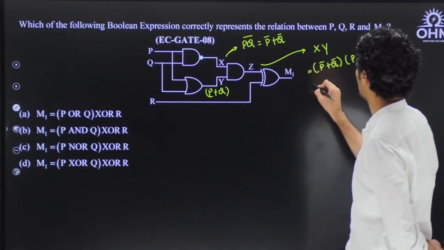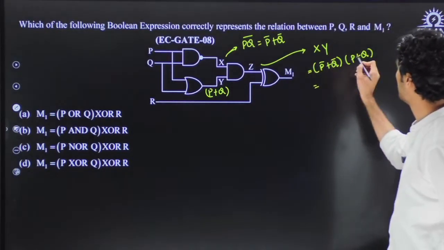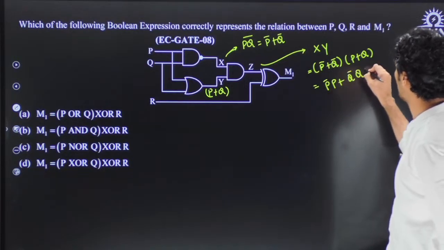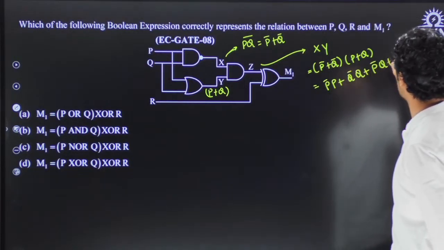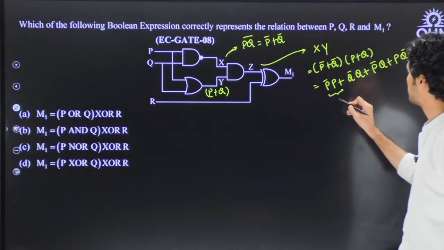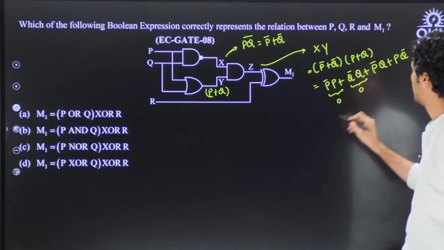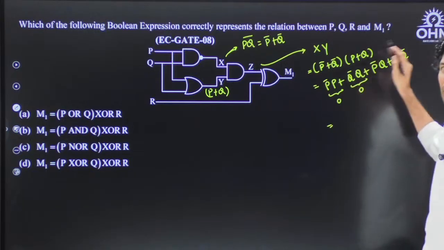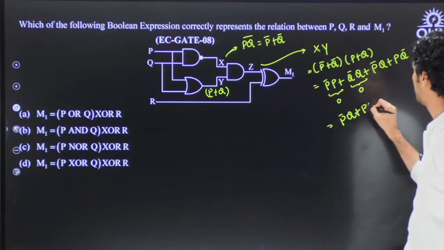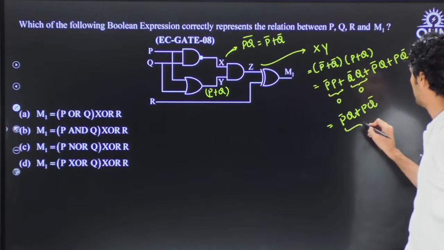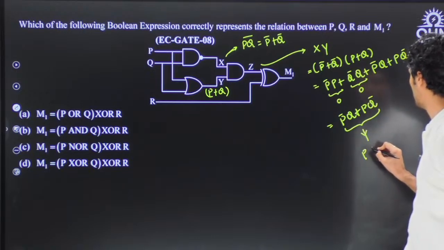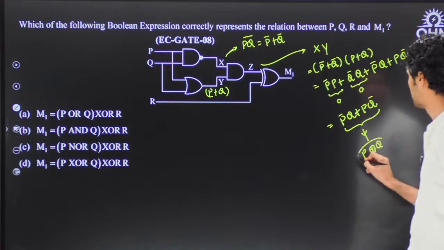So then what do we have? We have P bar into P. Then you expand, and then we have Q bar into Q plus we have P bar into Q plus we have P into Q bar. See, obviously these two terms are 0, and 0 into anything is nothing but that same term. So we have lastly P bar Q plus P Q bar. And what is this? This is XOR. So I can write it as P XOR Q.